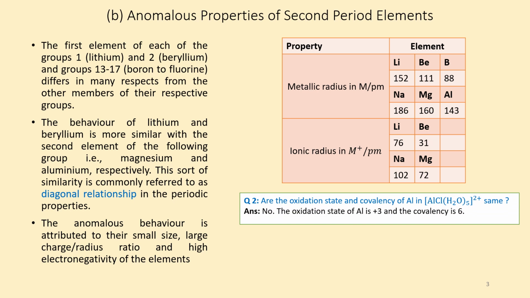Let us take one simple problem. Question number 2: are the oxidation state and covalency of aluminum in the compound [AlCl(H2O)5]2+ the same? Answer is no. The oxidation state of aluminum is +3 and covalency is 6.